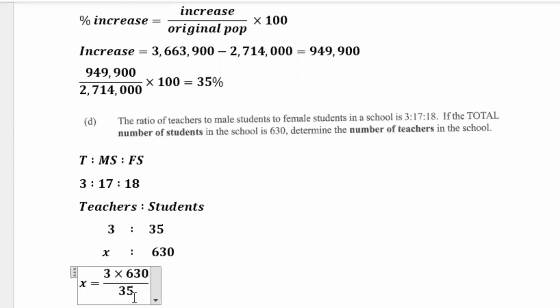Very good, Larissa. So whether you want to set it out this way where it is easy to show where you're cross multiplying, or it's just 3 over 35 multiplied by 630, or rather 630 over 35. So the total students over the ratio of students, 630 divided by 35, multiplied by 3. And what you'll get is our answer of 54 teachers.